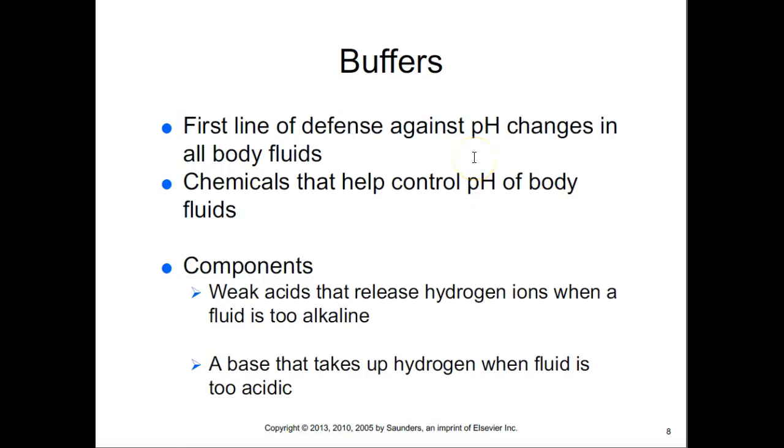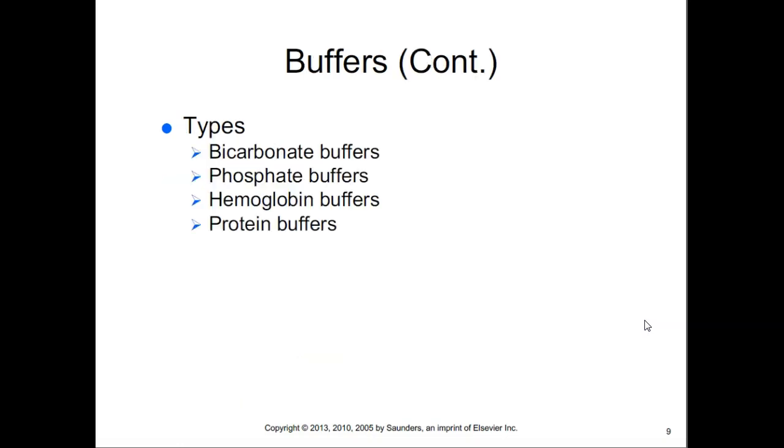Right, so chemicals that help control the pH of our body fluids, this is what a buffer is, right? So weak acids that release hydrogen ions when a fluid is too alkaline, or a base that takes up a hydrogen when the fluid is too acidic, right? So bicarbonate buffers, phosphate buffers, hemoglobin buffers I didn't mention, but hemoglobin is a protein, so you know that it can do that just like a protein buffer works.